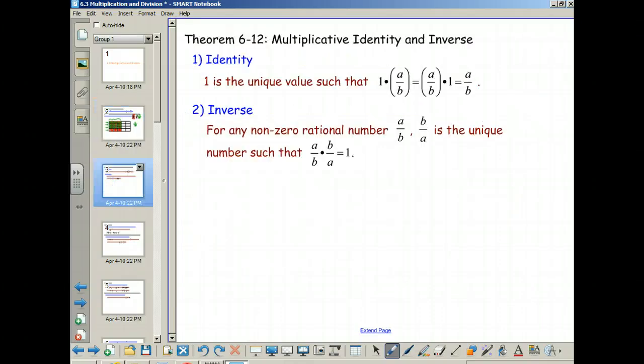All right, we're going to take a look at some of the different properties of multiplication. The first one we're going to talk about is the identity and inverse property. So an identity is the number 1 for multiplication. It's the only number we can multiply a value by and not change it. And the inverse is the value that we would multiply by to get back a result of the number 1. So if we have a fraction a over b, then the inverse, or multiplicative inverse, is b over a, because a over b times b over a equals 1.